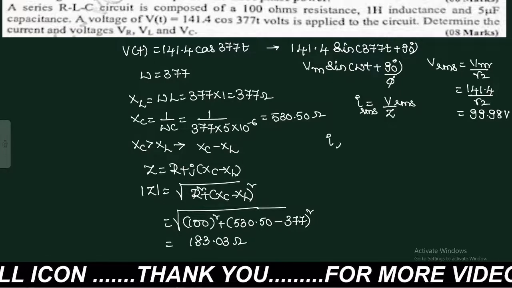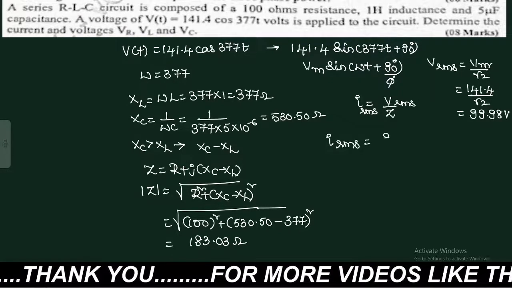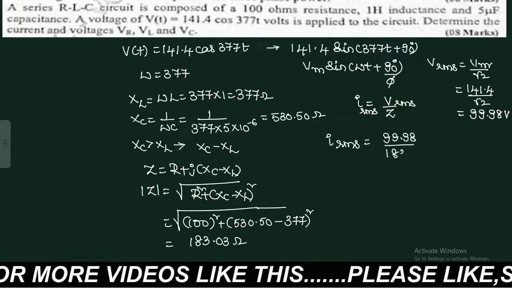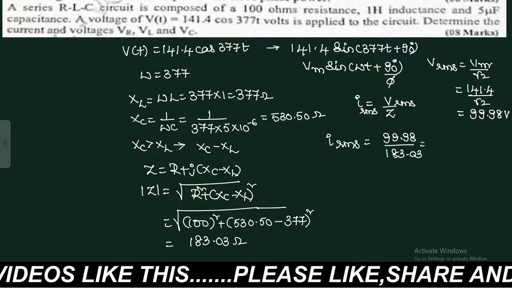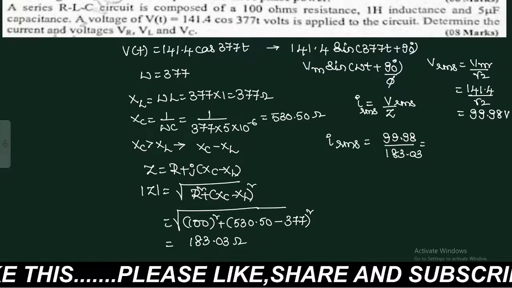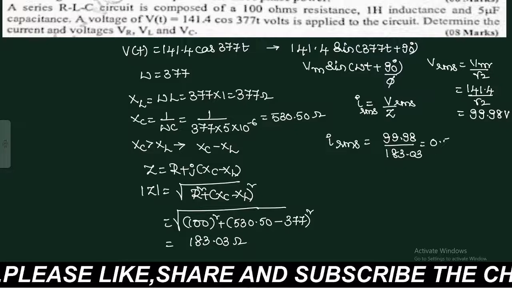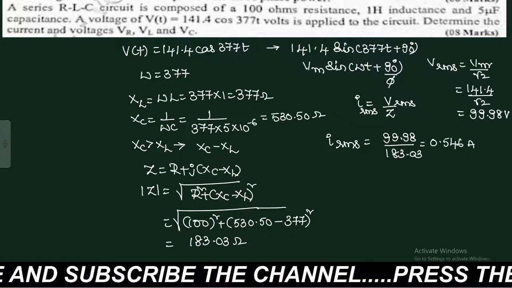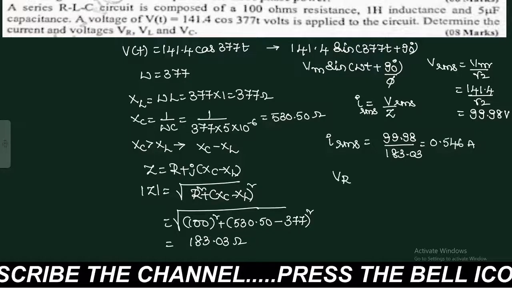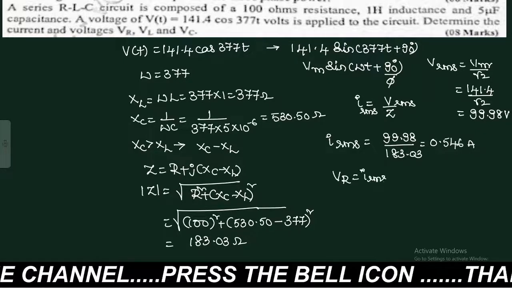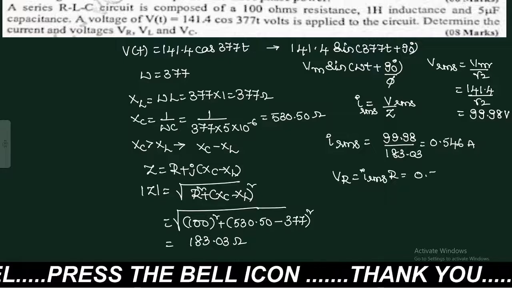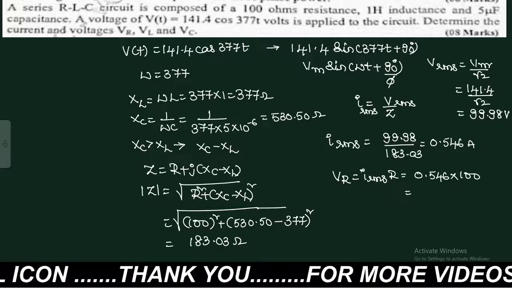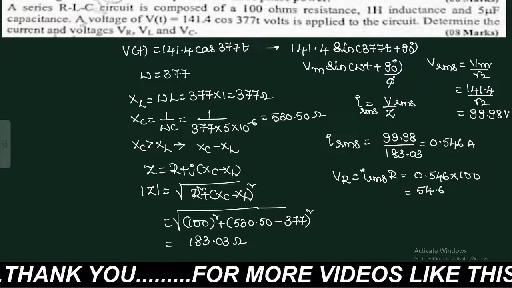So let us find the I RMS value. I RMS will be 99.98 volts divided by 183.03. If you do this, I RMS you are going to get is 0.546 amperes. Now you got I RMS. Now you can calculate the voltage across the resistor, that is I RMS into R. So that is 0.546 into 100, that is approximately 54.6 volts.